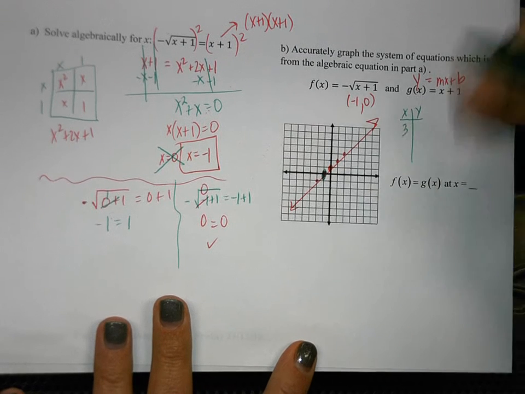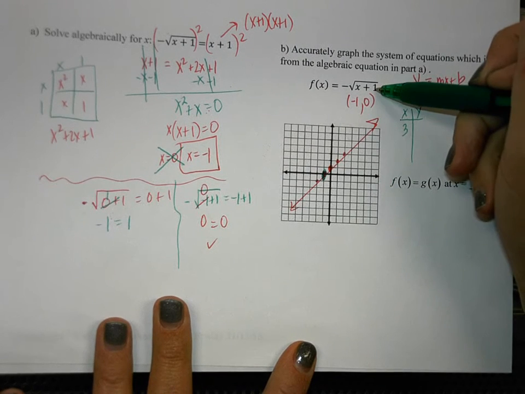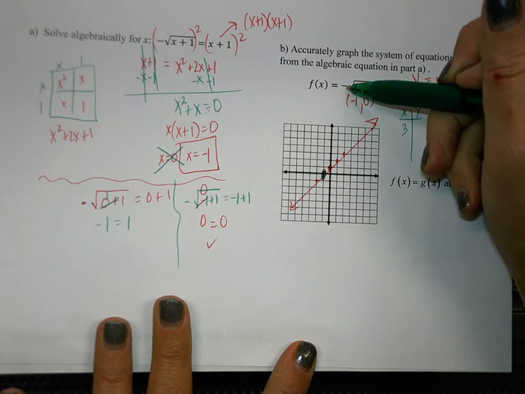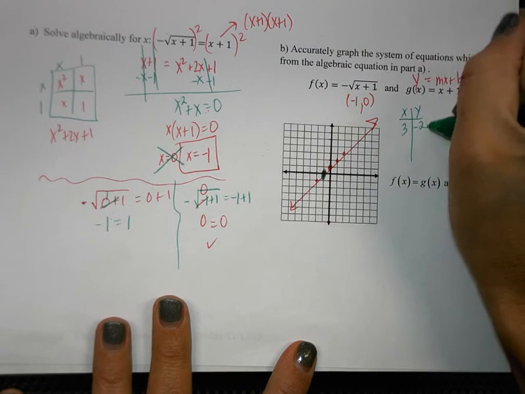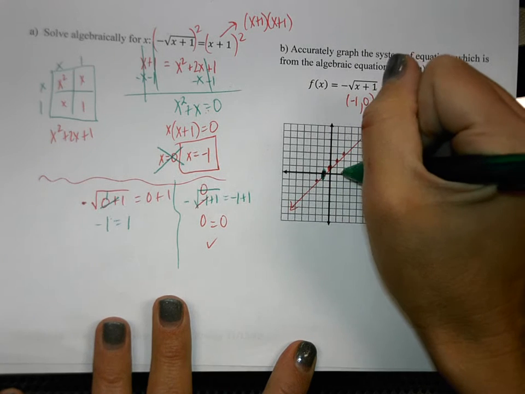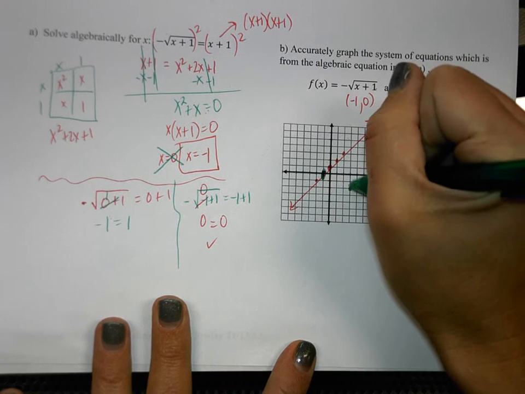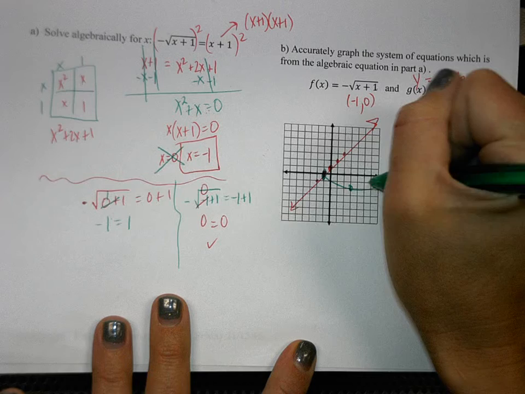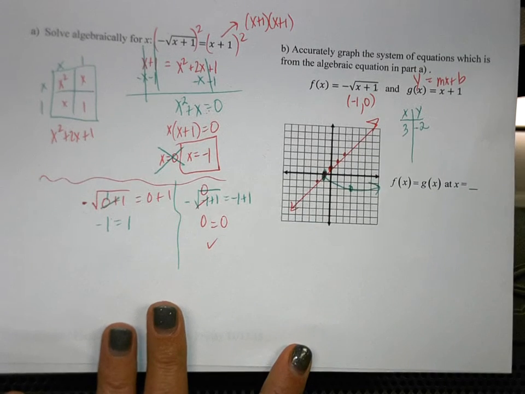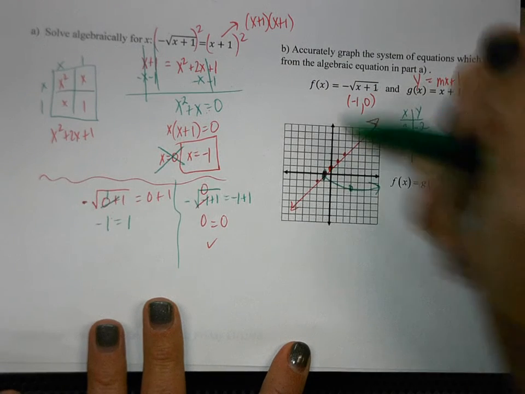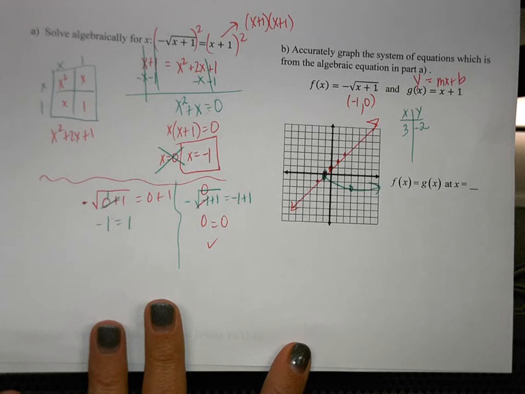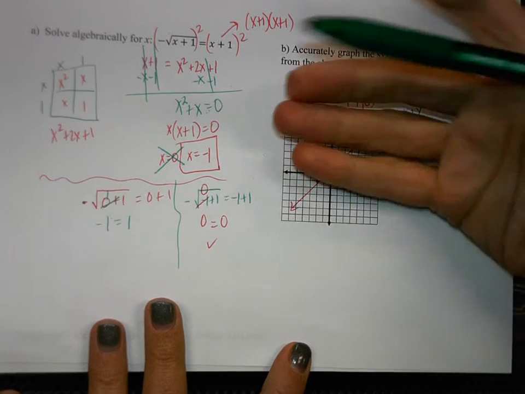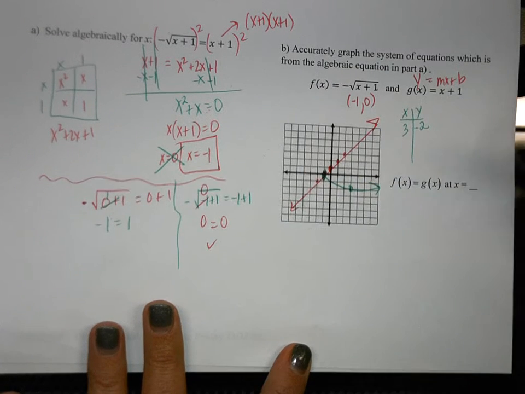So if I plug in 3 for x, 3 plus 1 makes 4. The square root of 4 is 2, but because there's a negative in front, it would be negative 2. So 1, 2, 3, negative 2. And why is this one curving down? Because of the negative in front. Remember, the negative in front makes it reflect. Okay, and so this is reflecting over the x-axis to the other direction.